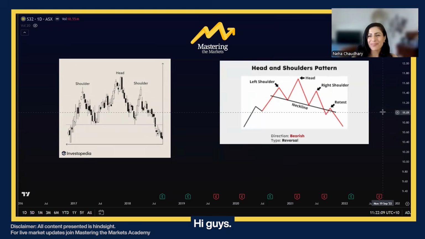Hi guys. So at MTM, we're not exactly pattern-driven traders. We focus more on structure, participation, and market phases rather than memorizing formations. But in the interest of expanding our perspectives and understanding how different traders approach the market, I thought we could look at one classical pattern today, the head and shoulders pattern, and see how it actually ties in with what we already study here at MTM.